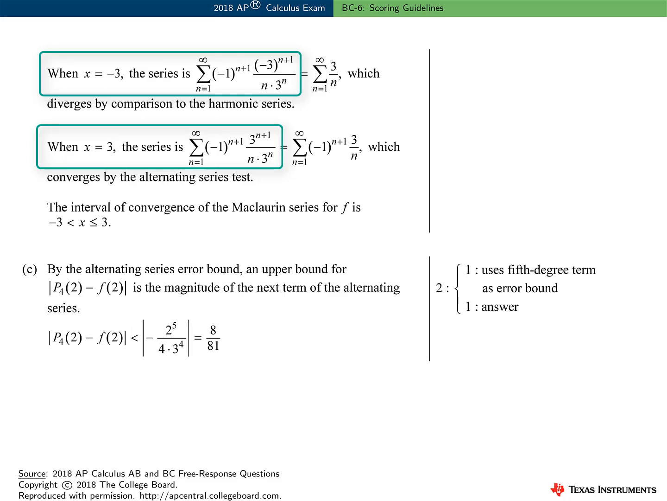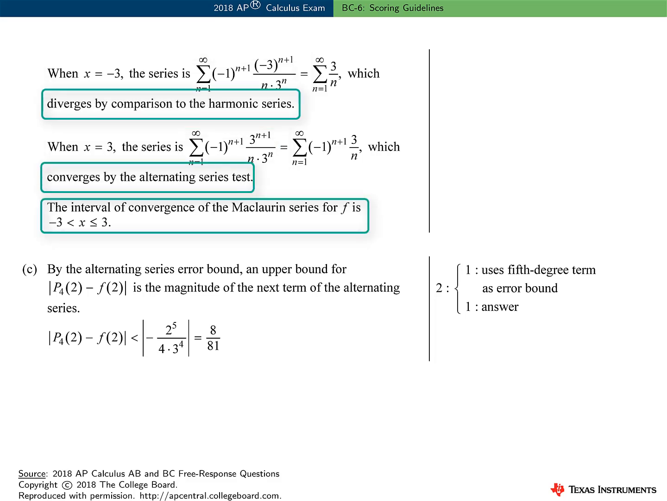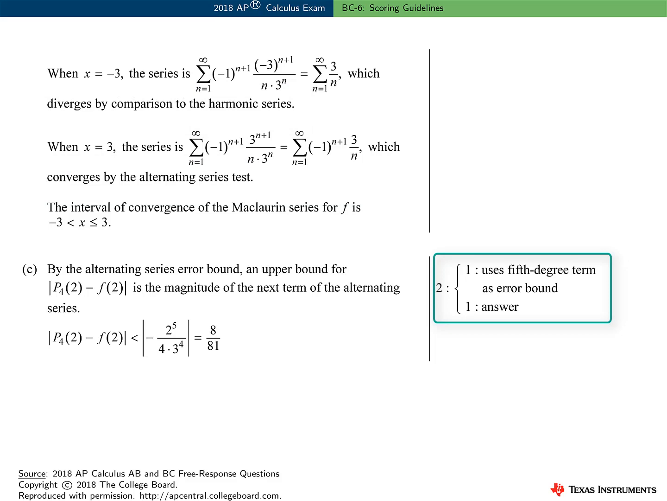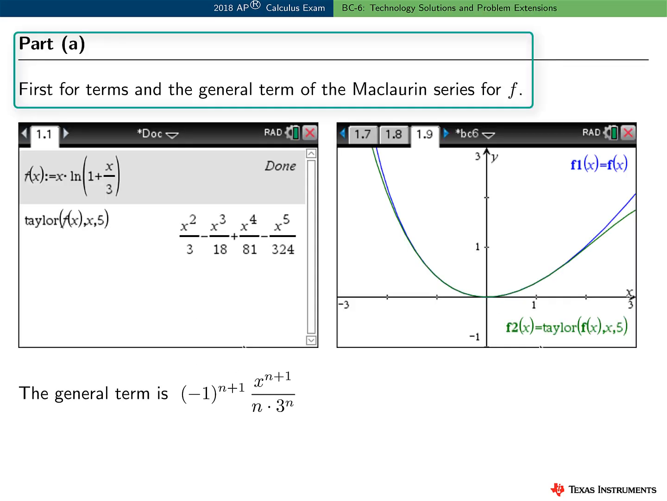And there was 1 point for considering both endpoints. Now, considering here loosely means actually substituting in each value into the series. And the last point was for the analysis at both endpoints and for producing the final interval of convergence. And Part C was worth 2 points. 1 point for using the fifth degree term on the way to producing an error bound, and 1 point for the final answer. Here's how I can use technology to solve Part A.